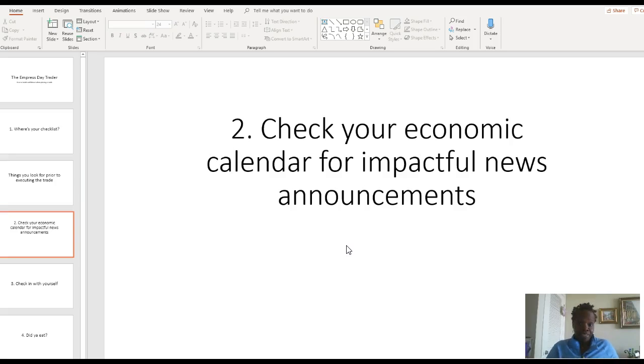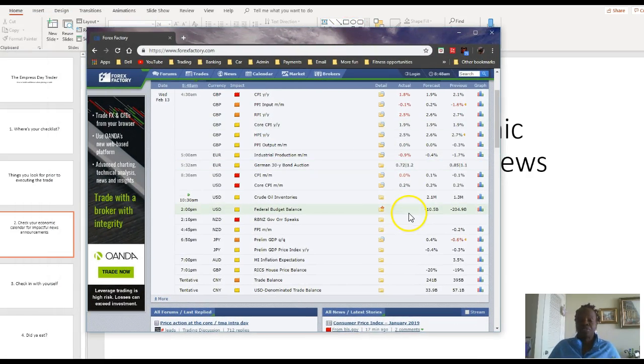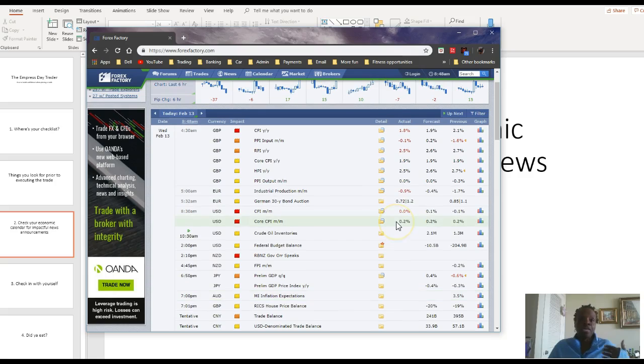Now, part of your checklist is to check the economic calendar. I use the Forex Factory economic calendar, but you can use any, Bloomberg, Yahoo Finance. You can use any economic calendar. This shows you the important news announcements that are happening. You can click on one, and it gives you the detail of what that news announcement is about. And these are little houses, and it says impact.